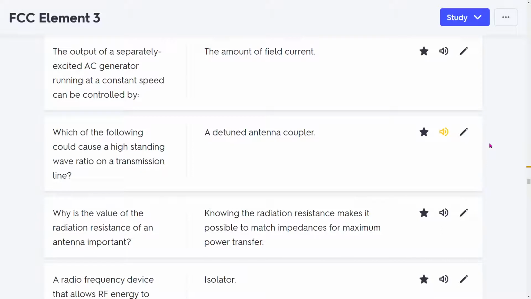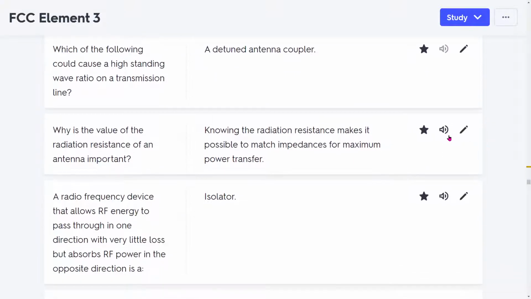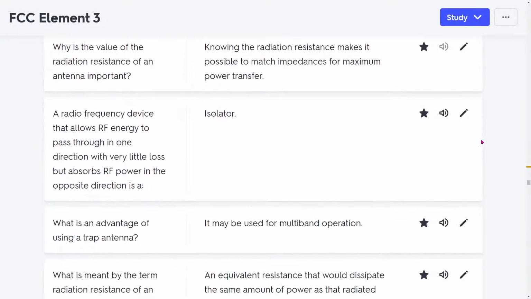A detuned antenna coupler. Why is the value of the radiation resistance of an antenna important? Knowing the radiation resistance makes it possible to match impedances for maximum power transfer. A radio frequency device that allows RF energy to pass through in one direction with very little loss but absorbs RF power in the opposite direction is an isolator.